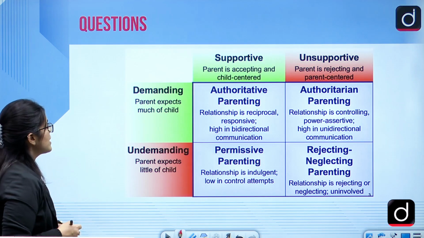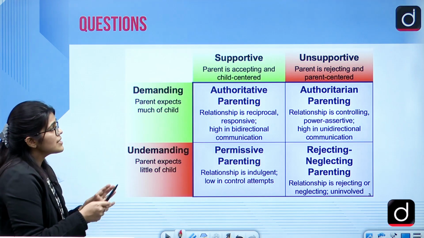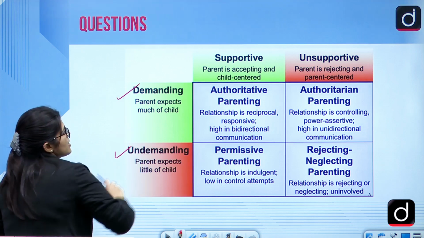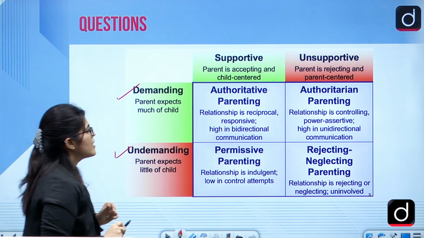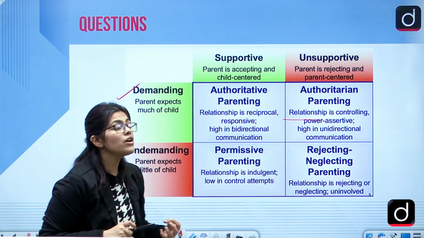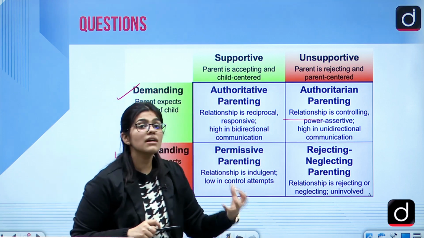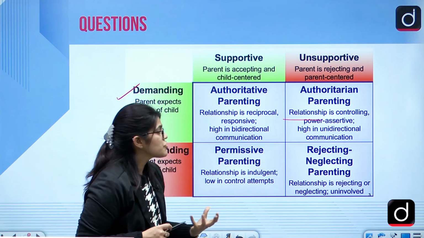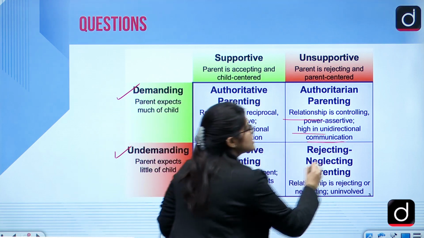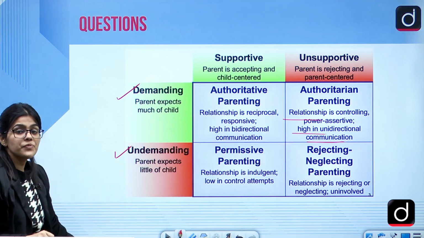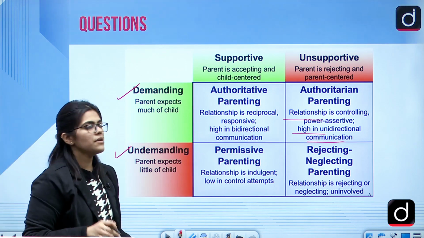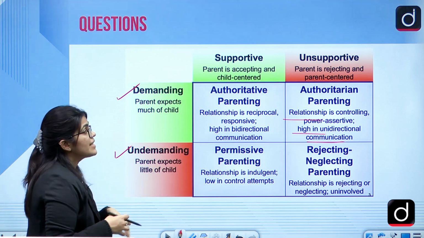So this is the table that I want you to see. The first category is the unsupportive parents, then the supportive, then there is demanding and undemanding. So authoritarian parent is very much a control freak. There is relationship of controlling power. They're asking a lot of questions. There is assertiveness, there is power, there is domination, and then it is highly one directional. That is unidirectional communication is seen. They will just ask you to do something. They won't ask for your feedback. They'll never ask that. Then we have the authoritative parent.